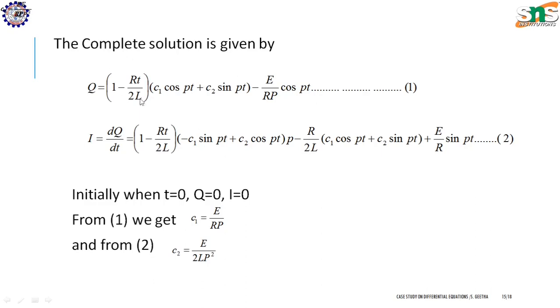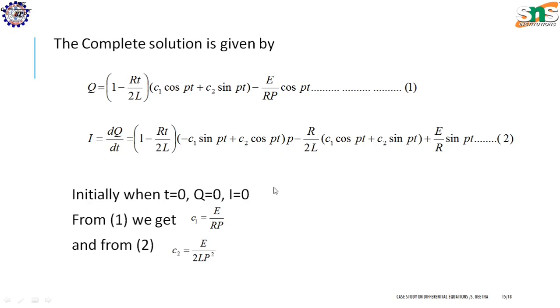V fixed and differentiating this we get minus R by 2L into C1 cos pt plus C2 into sin pt, plus differentiating cos we get sin pt, divided by sin pt into p. So this value becomes plus E by R into sin pt. So I value is equal to 1 minus Rt by 2L into minus C1 into sin pt plus C2 into cos pt into p, minus R by 2L into C1 cos pt plus C2 into sin pt, plus E by R into sin pt. Keep this as equation 2.